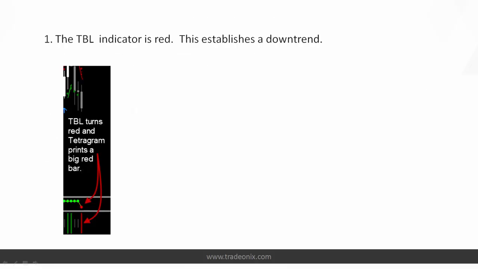The TBL indicator is red, and this establishes a downtrend. So as soon as we get the candle closing down, the TBL turns red, and this is the very beginnings of a downtrend. The tetragram prints a big red bar. Now this validates the downtrend. On the same candle that turns the TBL to a red dot, the tetragram turns into a big red line. That means we have the switch, the TBS, the TBM, and the TBL all pointed in the same direction. This validates or confirms the downtrend.